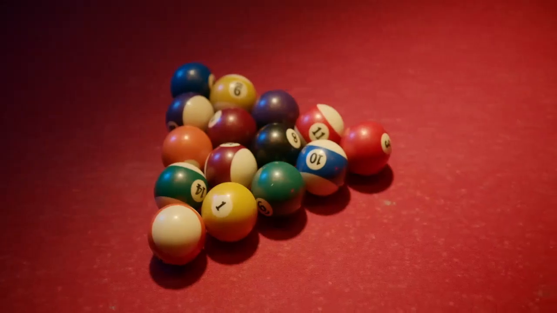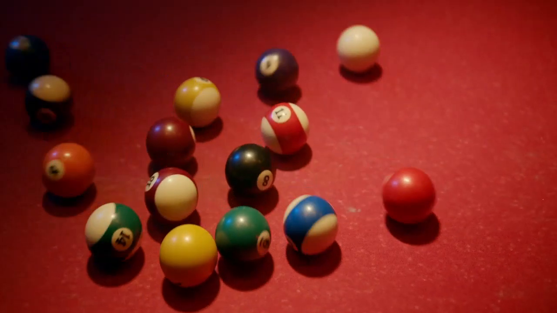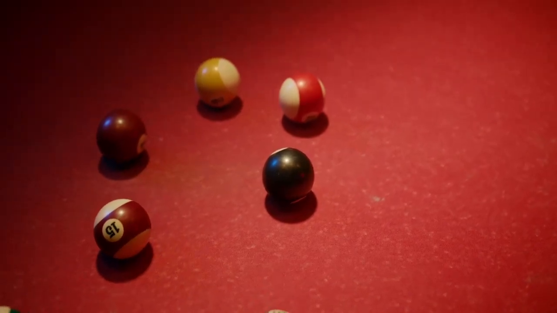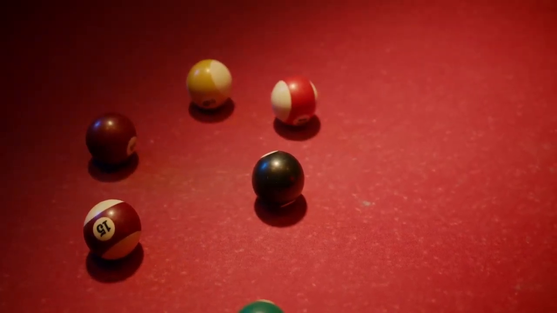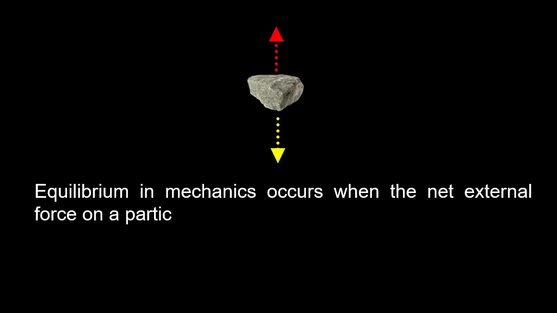One practical application of the conservation of momentum is in the collision of two bodies. Regardless of whether it's an elastic or inelastic collision, the total initial momentum equals the total final momentum. Let's shift our focus to equilibrium. Equilibrium in mechanics occurs when the net external force on a particle is zero, meaning the particle is either at rest or in uniform motion.